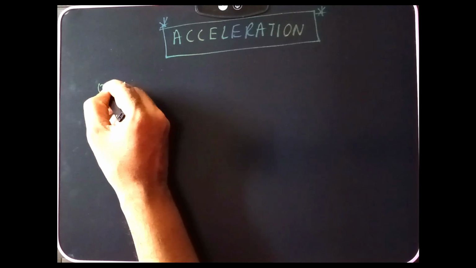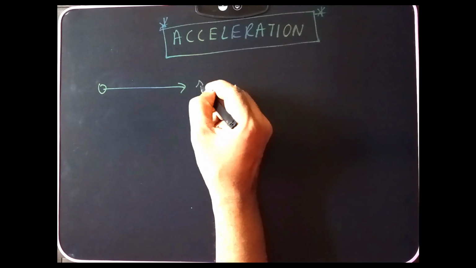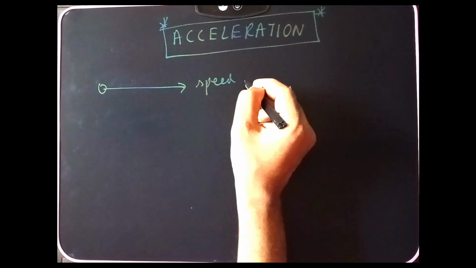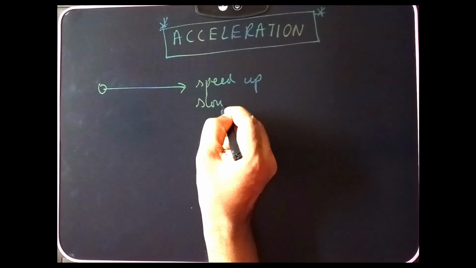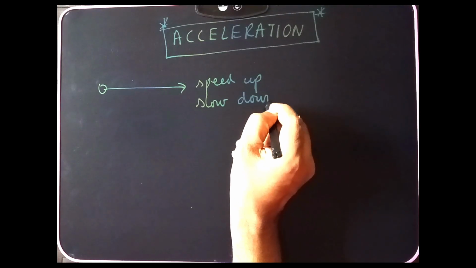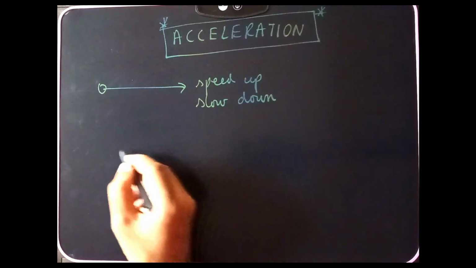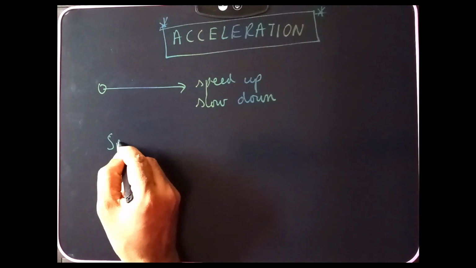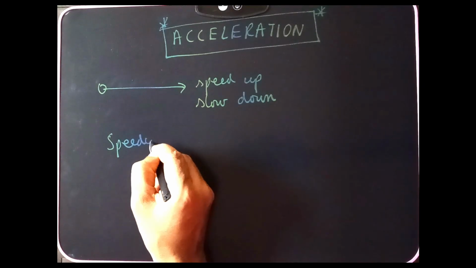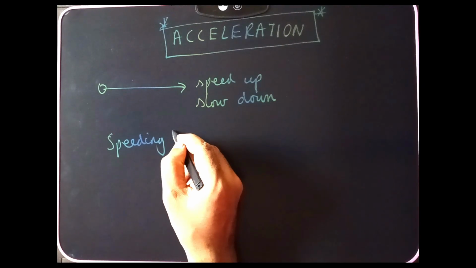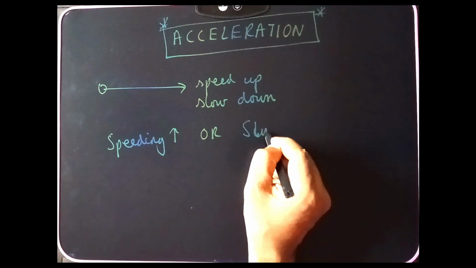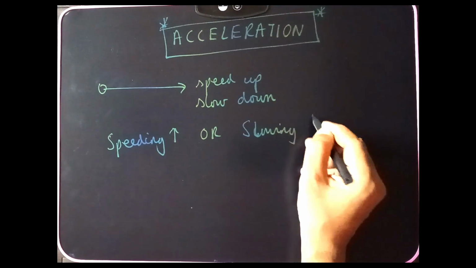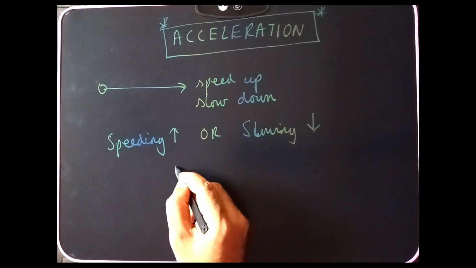We know that if an object is moving, it can either speed up or it can slow down. This process of speeding up or slowing down is called acceleration.